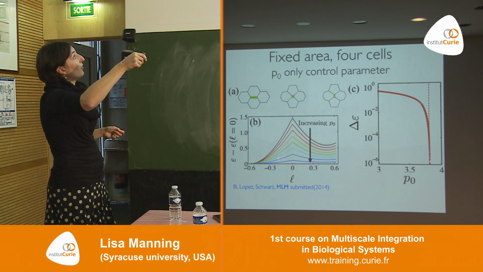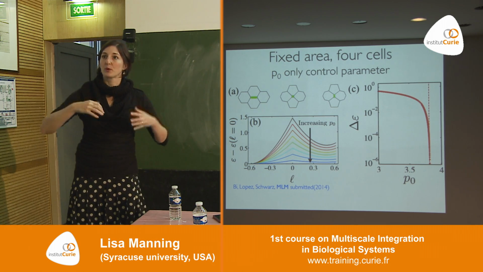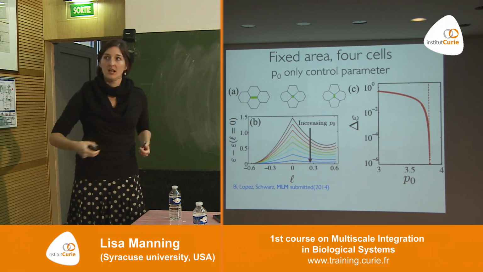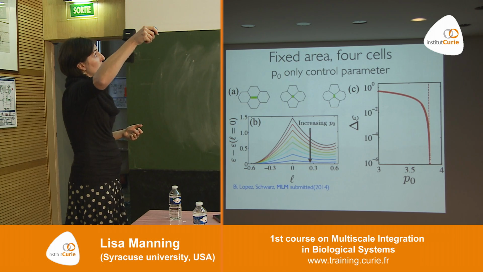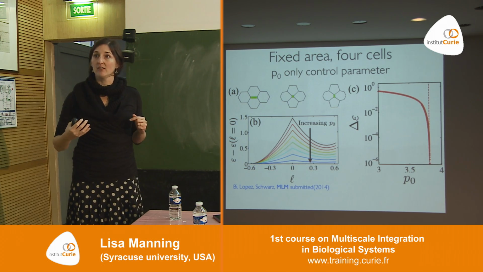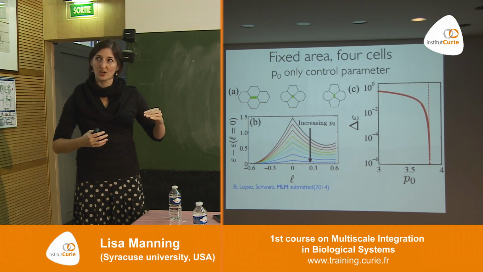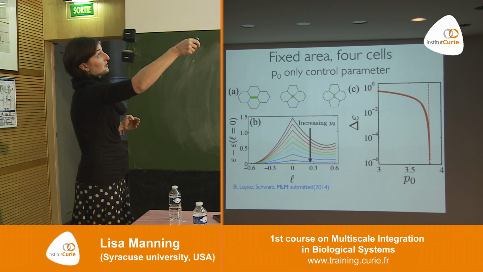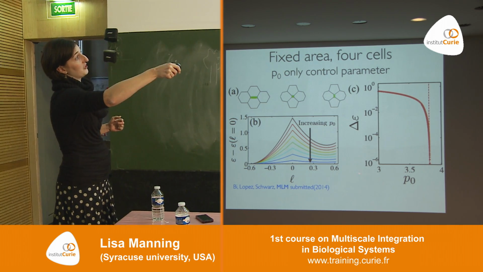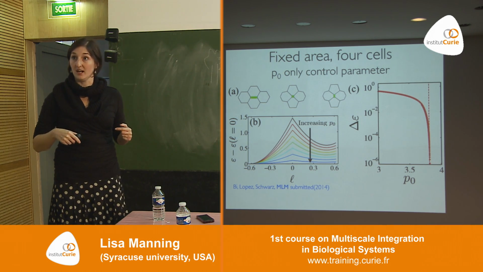Okay, and this now is as a function of that control parameter P0, which again is the preferred perimeter of the cell. And what's surprising about this is that as I increase P0, the height of this energy barrier goes down. In other words, the amount of work it takes to do a rearrangement of cells goes to 0. And that's actually what this plot is showing you, that the energy barrier appears to go to 0 at some fixed finite value of P0.